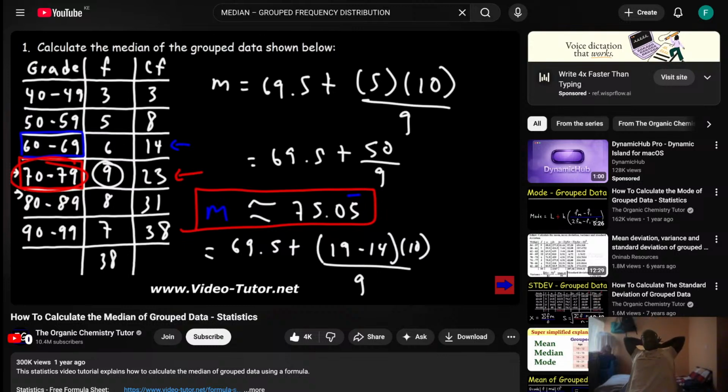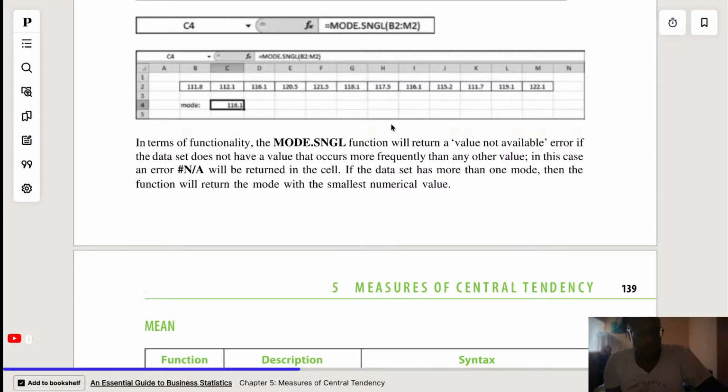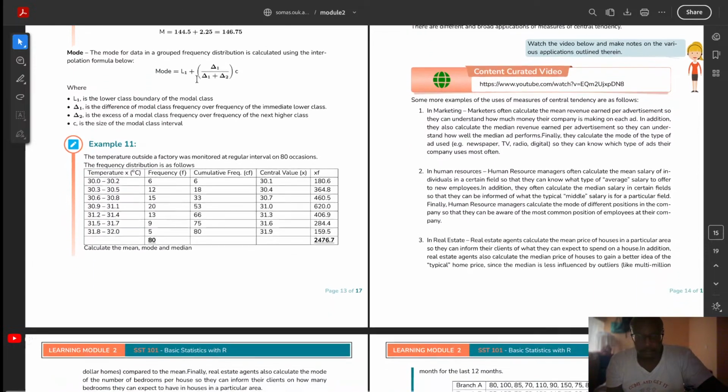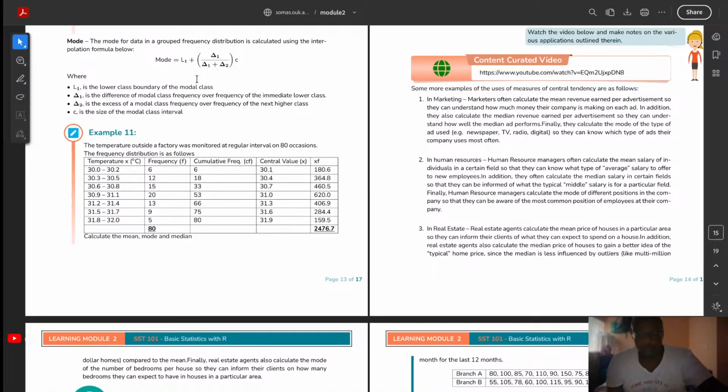So this one was tough. Tough. But I usually do this, but I don't understand it.